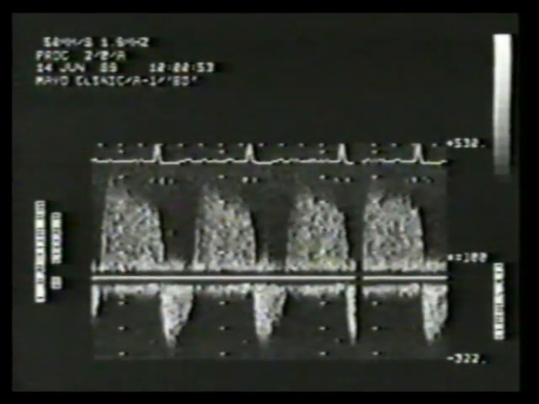Because the diastolic gradient between aorta and left ventricle is larger than the diastolic gradient between pulmonary artery and right ventricle, the early diastolic velocity of aortic regurgitation will be higher than the corresponding velocity of pulmonary regurgitation.